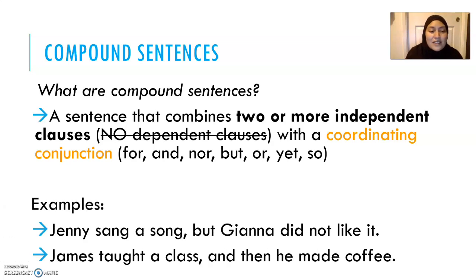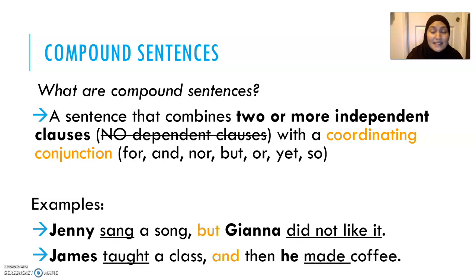Below we have: Jenny sang a song, but Gianna did not like it. James taught a class, and then he made coffee. So let's identify the different parts of these sentences that show us that these are compound sentences. We have Jenny sang. So we have the subject Jenny and the verb sang. Gianna did not like it. The subject Gianna and the verb did not like it. And then we have the coordinating conjunction but. So we have an independent clause and an independent clause joined together with a coordinating conjunction.